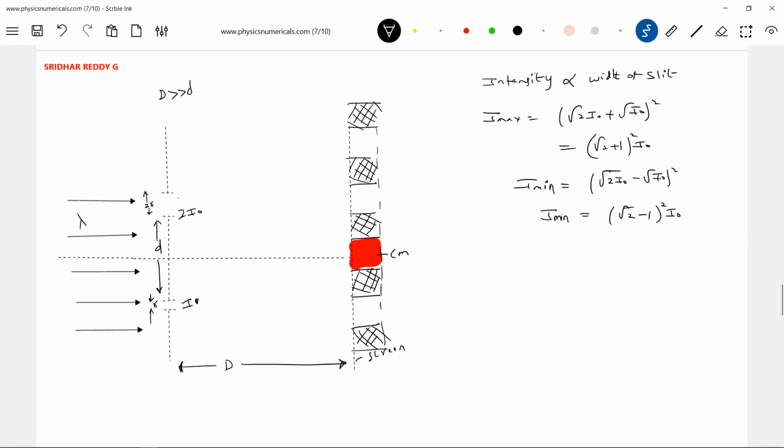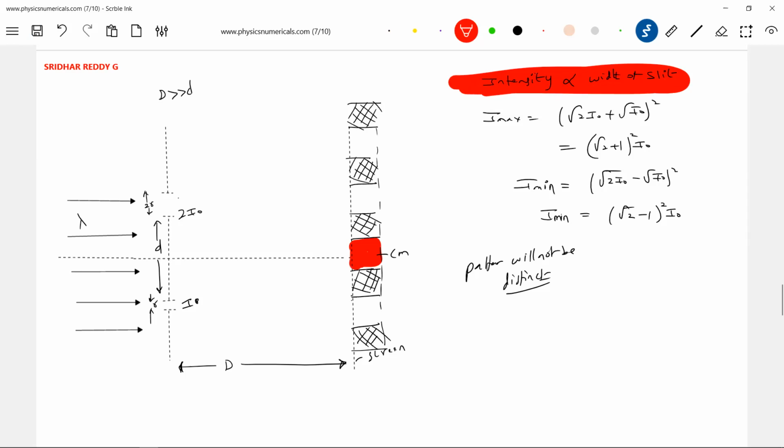So will the pattern be distinct? No, the pattern will not be distinct. It is very difficult to notice the pattern because the minimum intensity is not 0. If the minimum is 0, it will be easy for us to notice the pattern. So this idea is very important: the intensity is directly proportional to the width of the slit.